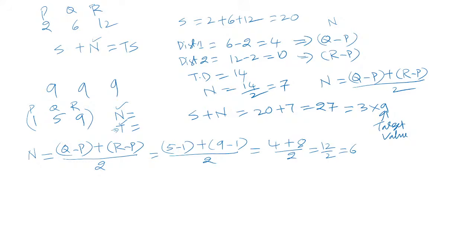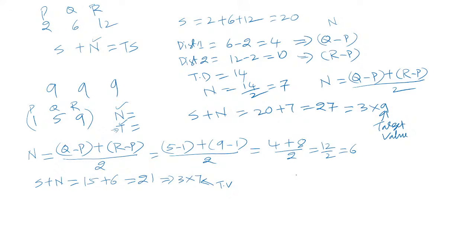to make them equal. Then what is the target value? To get the target value, you find s plus n. Initially s is 9 plus 1, 10 plus 5, 15. So 15 plus 6 you get 21. You can write it as a multiple of 3: 3 times 7 is 21. Now this is your target value. The target value is 7 here. That means 159 becomes 777.